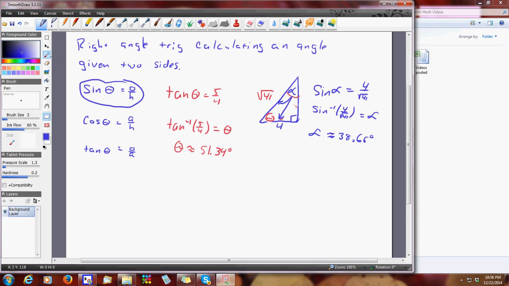Now, a little bit of common sense will tell you that if you take these two angles, you get 90 degrees. And that makes sense because it's a triangle. Here's 90 degrees, and then this plus this must equal 90 because it has to equal 180.